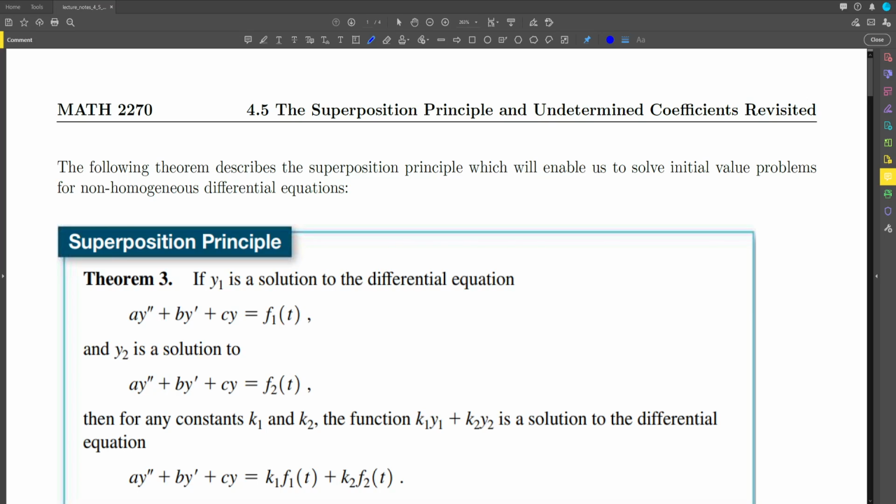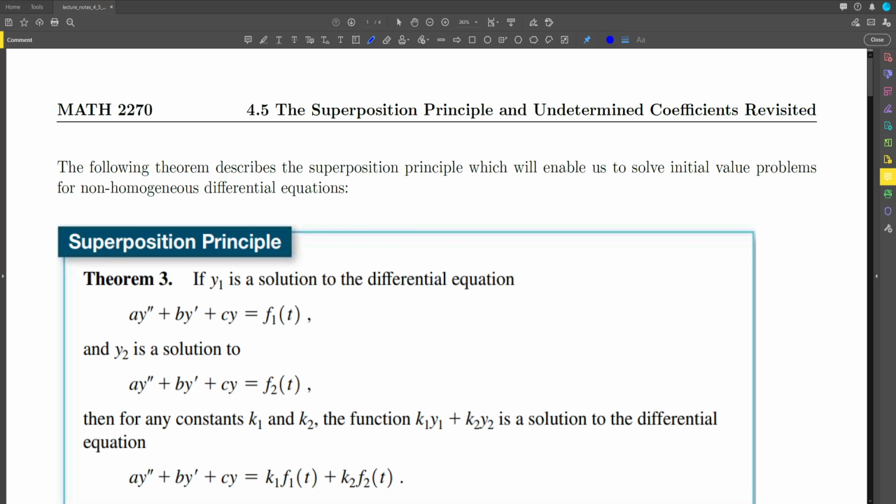In this video, we'll discuss the so-called superposition principle. This principle will allow us to solve initial value problems for non-homogeneous differential equations. The theorem states the following.